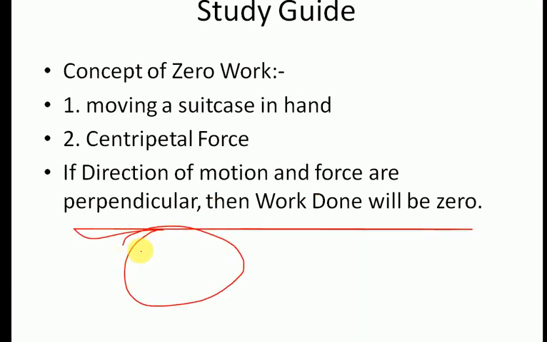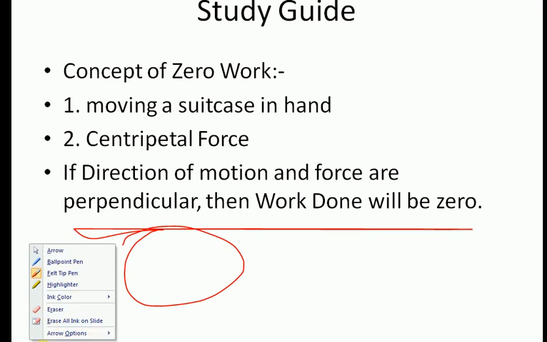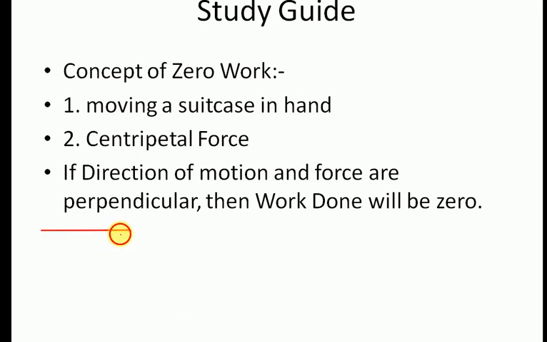Now this is a circle, circular motion. Now if a body is moving along the circular direction, what will happen? There will be a force acting towards the center, and we call this force the centripetal force. This force is known as centripetal force.